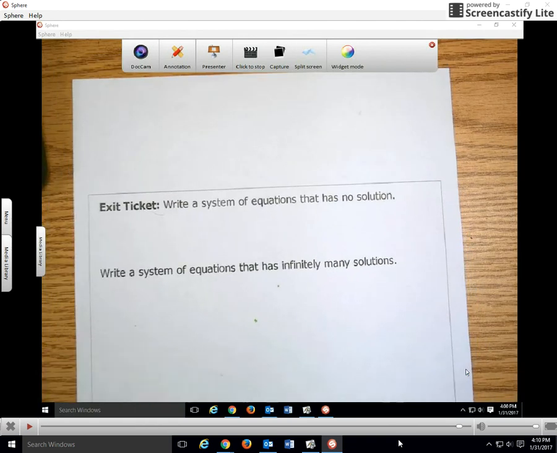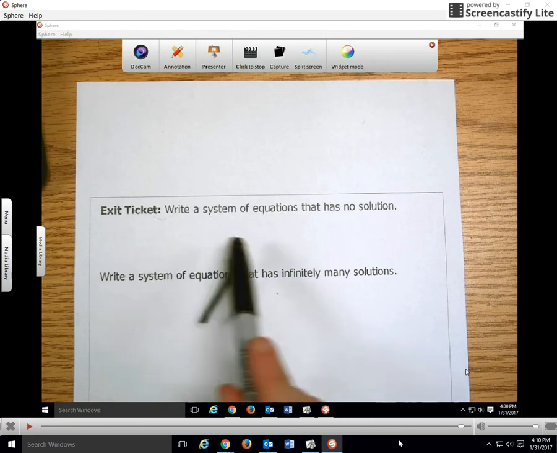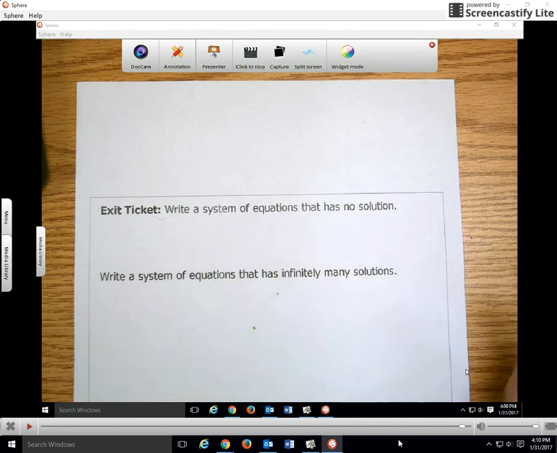Okay, before you go, in your journals, I want you to write a system of equations that has no solution. Also, write a system of equations that has an infinite amount of solutions. Good luck.